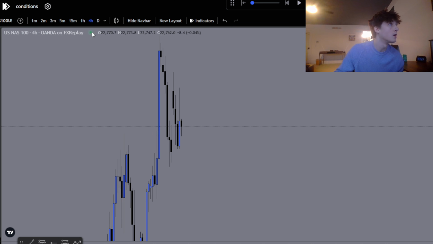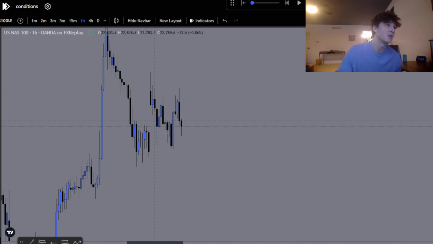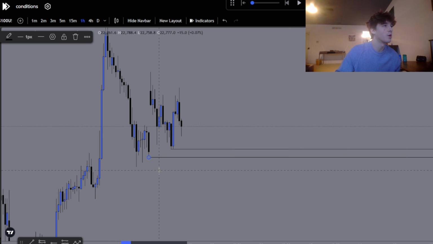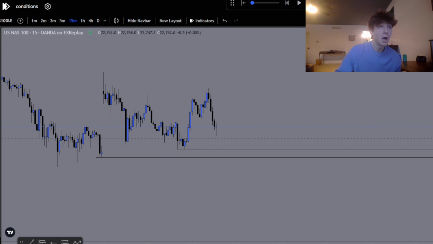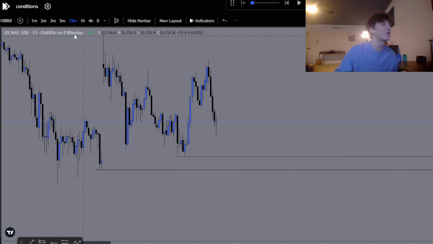See, the 4-hour looks pretty cooked here. But overall, we do have an hourly low, and multiple hourly lows. So I'm leaning bearish going into market open. We already swept an hourly high and are displacing lower. So I want to short that.